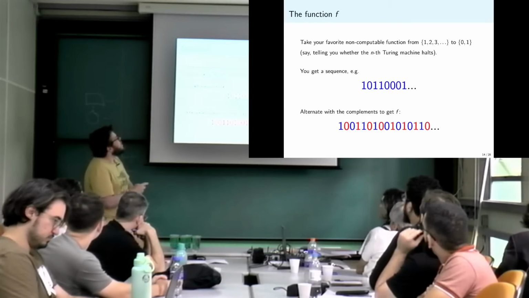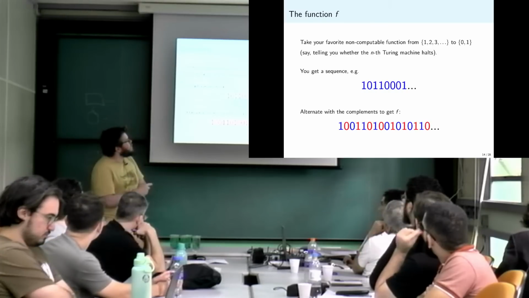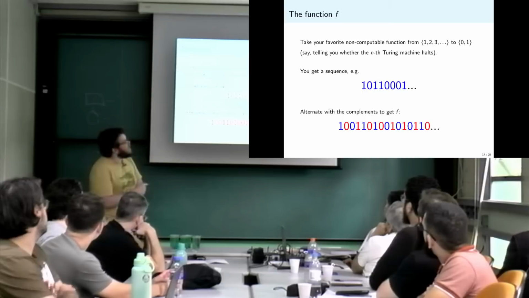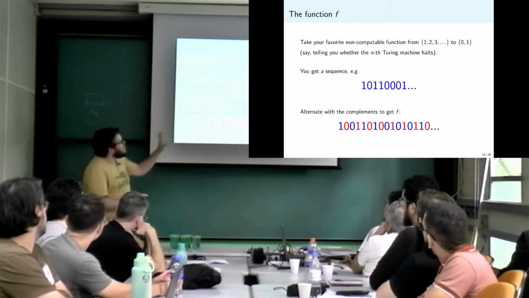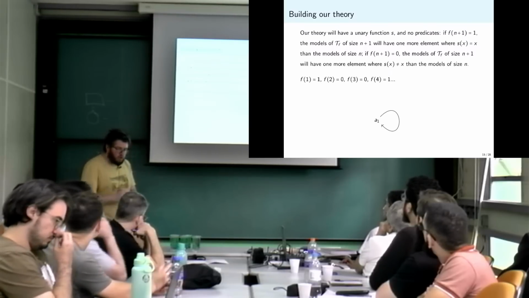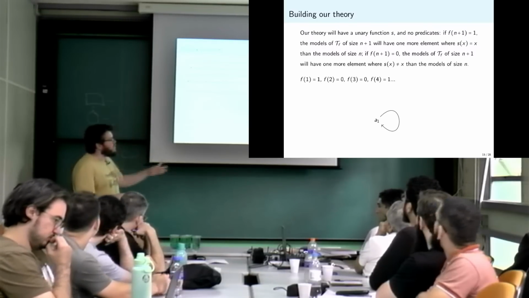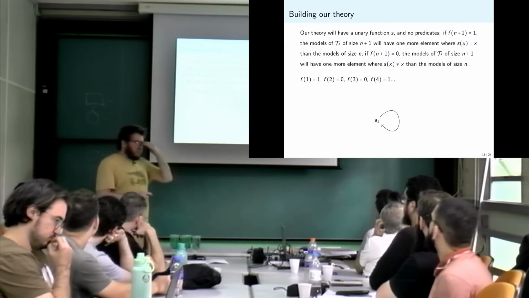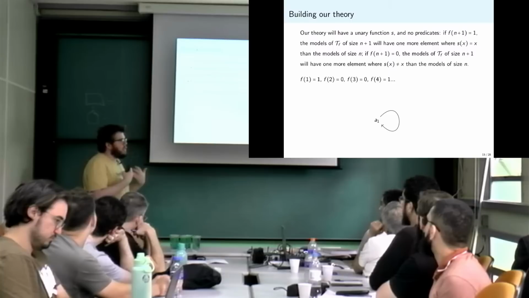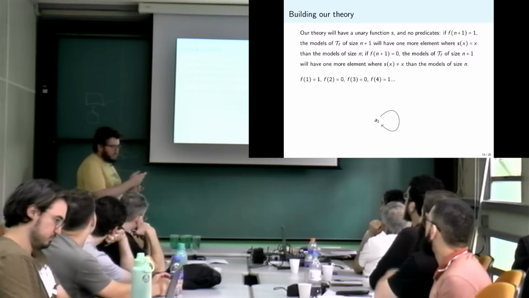What I do is I take the complement of each element and add it just right after it. So 1, 0, 0, 1, 1, 0, 1, 0, and so on. This is a very nice non-computable function. I won't give the axiomatization of the theory, because I don't think it will help in understanding what the theory does.